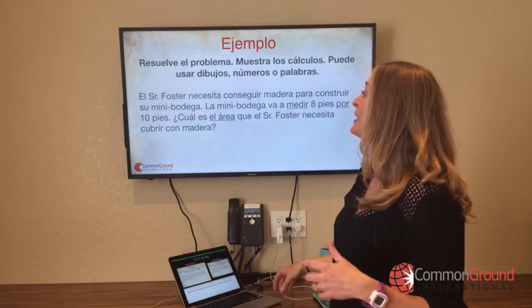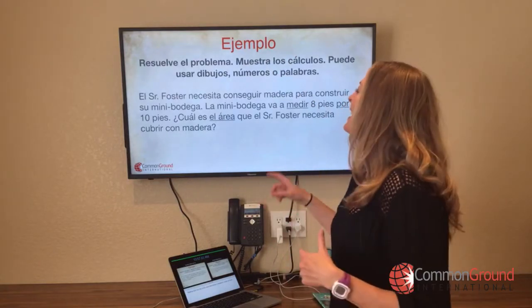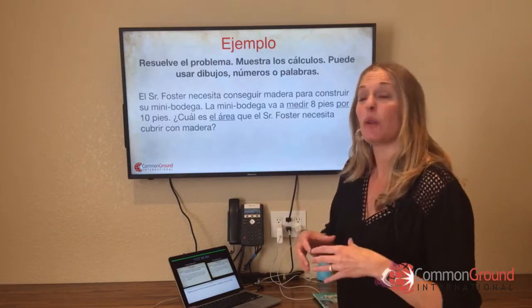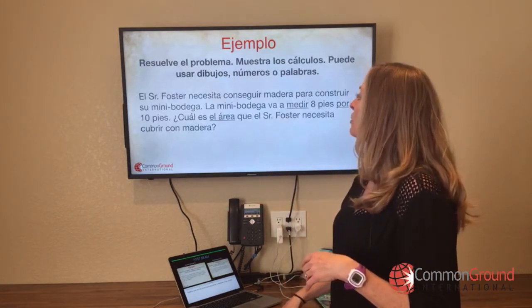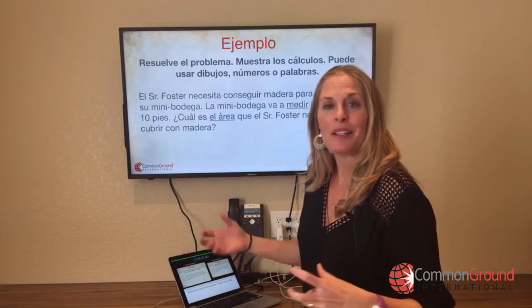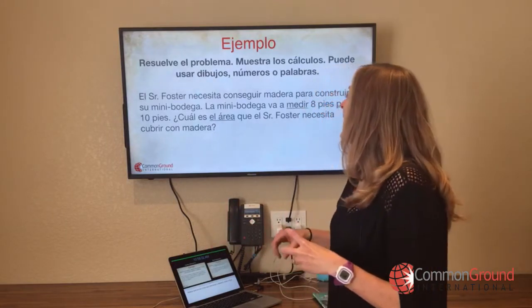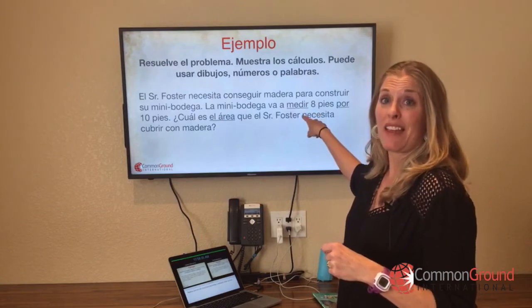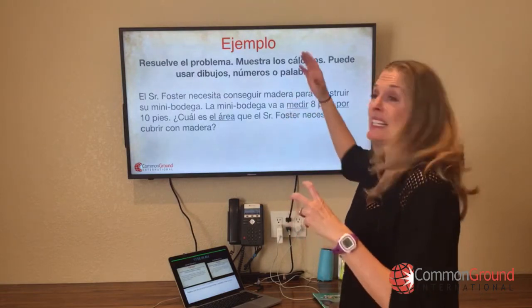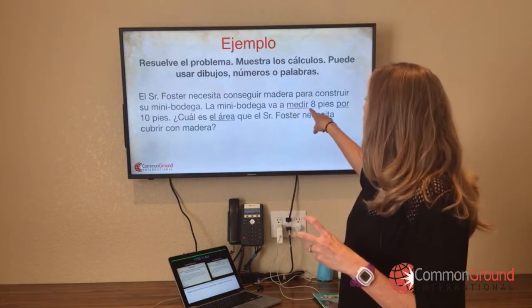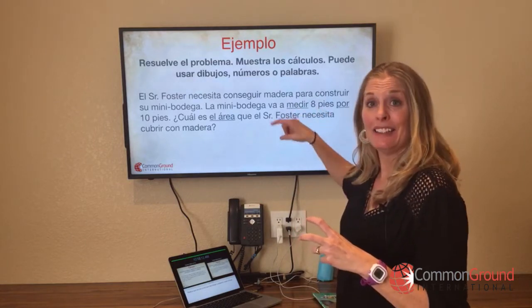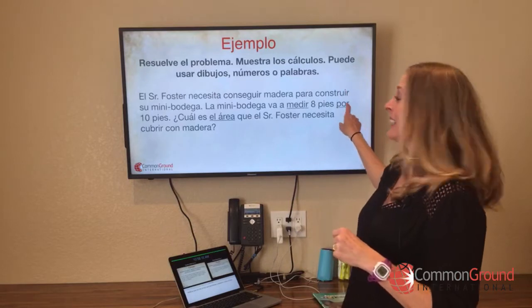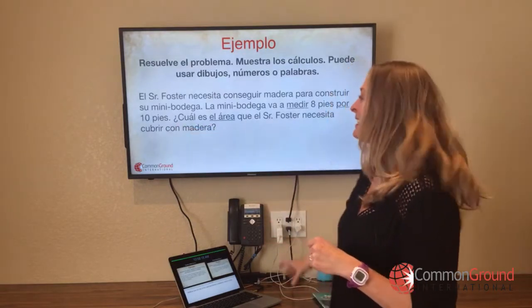Ok, el señor Foster, mi esposo, necesita conseguir madera. He needs to find madera, wood, okay, para construir su mini bodega, to build a mini shed, storage shed. La mini bodega va a medir, it's going to measure. We saw that verbo in la lista de verbos claves. Va a medir 8 pies, okay, 8 feet, por, otra palabra clave, por 10 pies, okay.